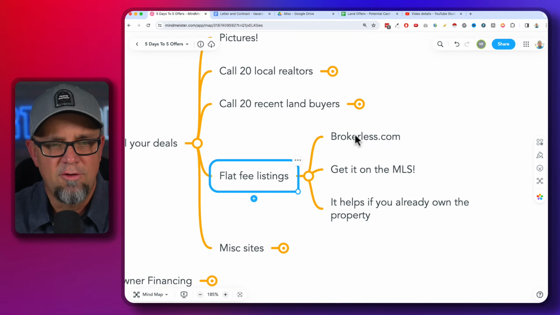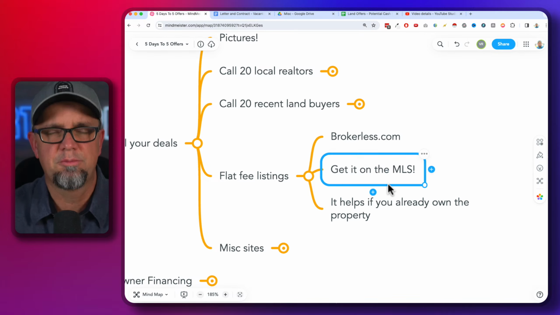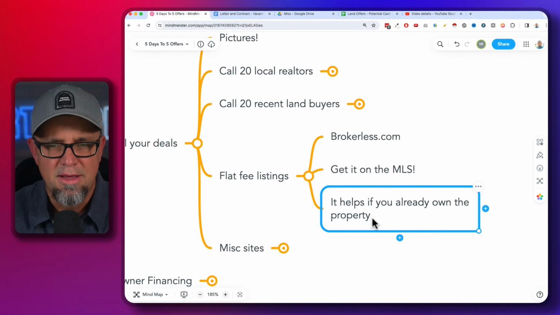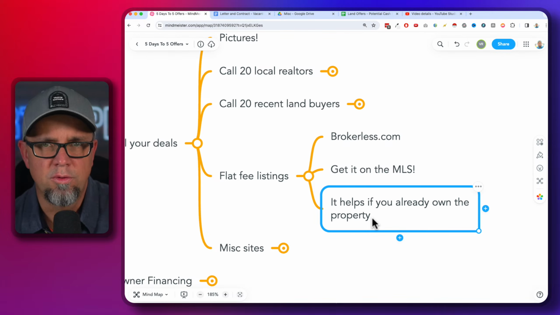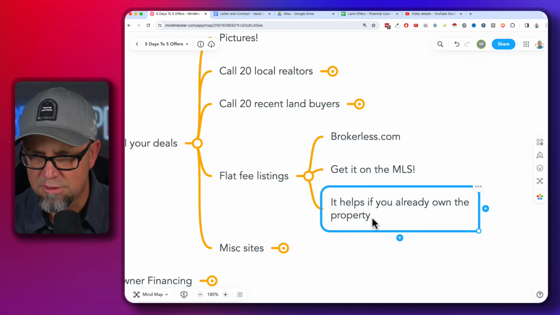But I do a lot of flat fee listings at brokerless.com. Get your properties on the MLS. I already talked about that. And it does help if you already own the property. So that's when you want to use, if you need to use somebody else's money.